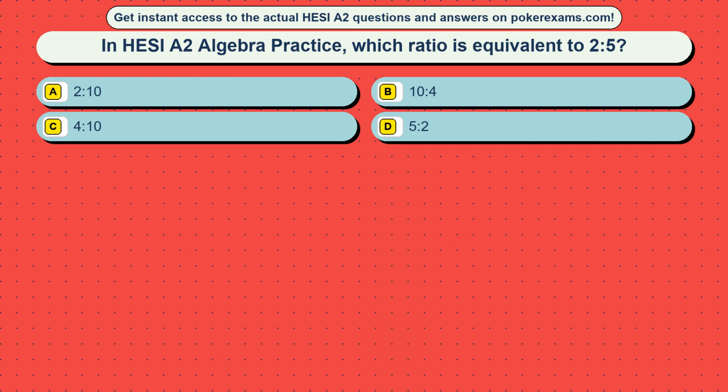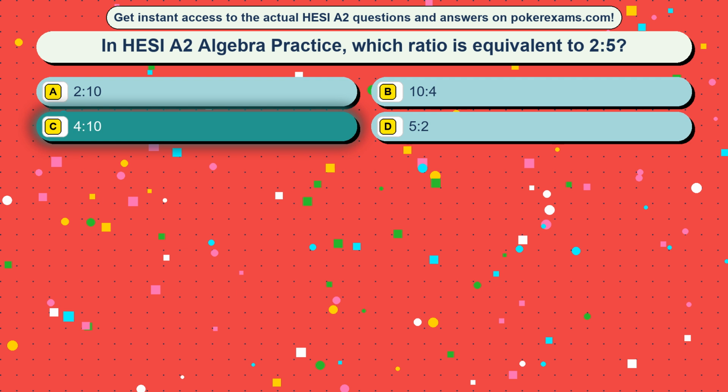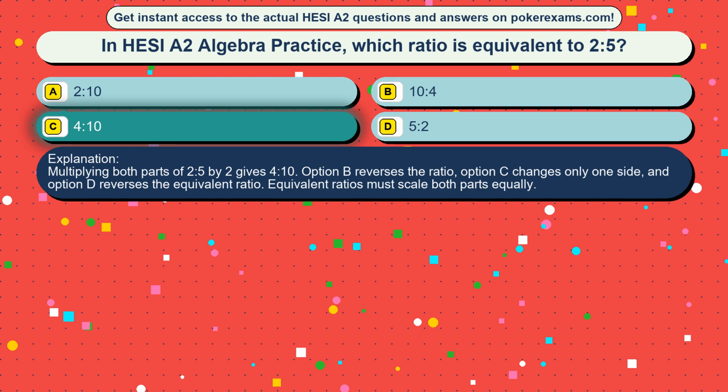Question 43. In HESI A2 algebra practice, which ratio is equivalent to 2:5? Option A, 2:10. Option B, 10:4. Option C, 4:10. Option D, 5:2. The correct answer is option C, 4:10. Multiplying both parts of 2:5 by 2 gives 4:10. Option B reverses the ratio, option A changes only one side, and option D reverses the equivalent ratio. Equivalent ratios must scale both parts equally.